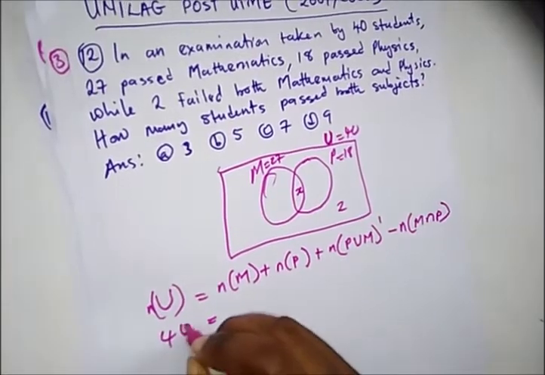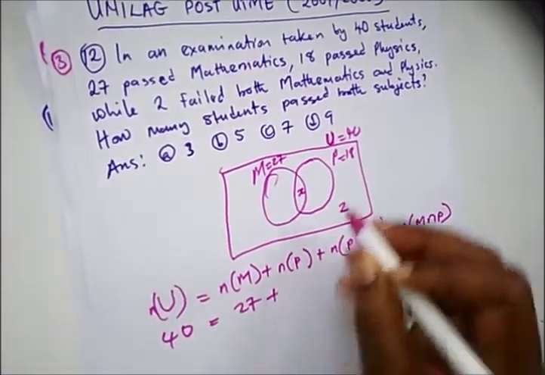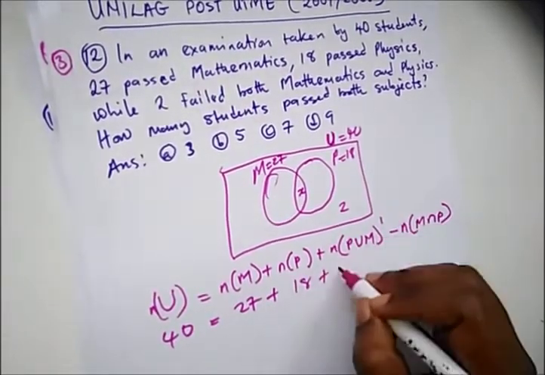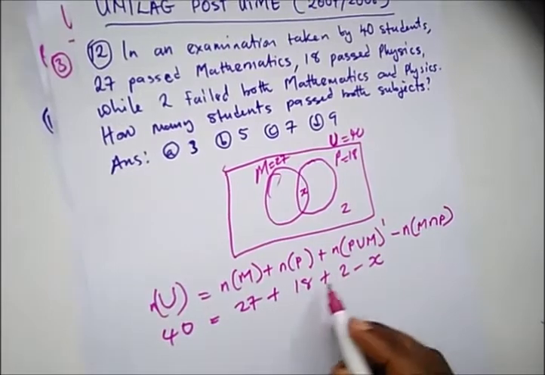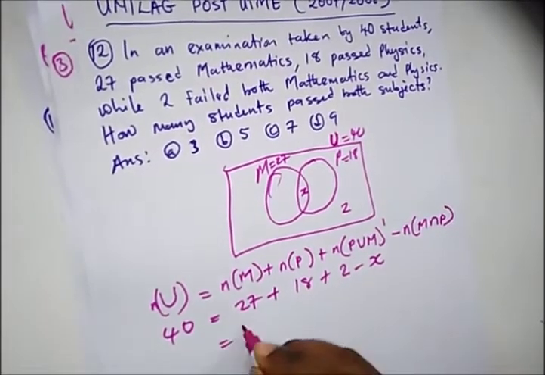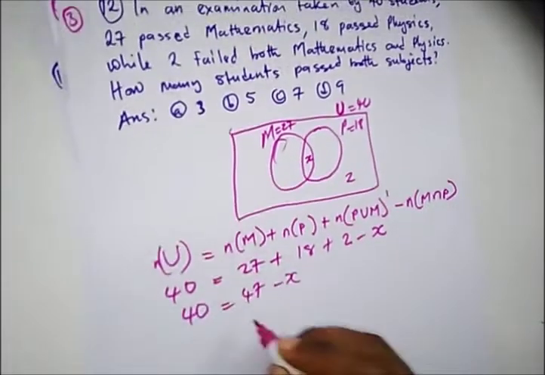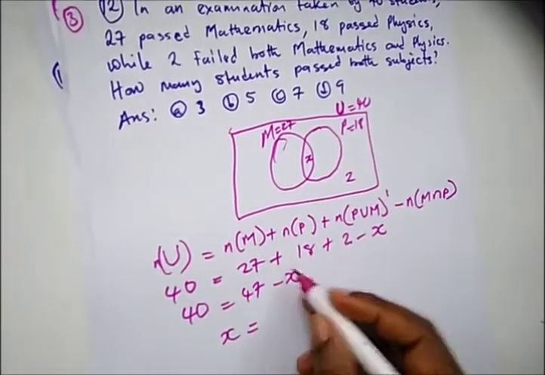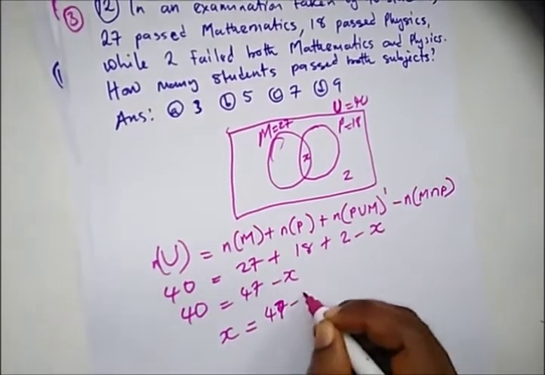So here we have 40 equal to 27 plus 18 plus 2 minus x. So when you add this up, what are we going to get? This is 20 plus 27, that's 47. 40 equals 47 minus x, where x will be equal to, bring x here, take 40 here, that's 47 minus 40.